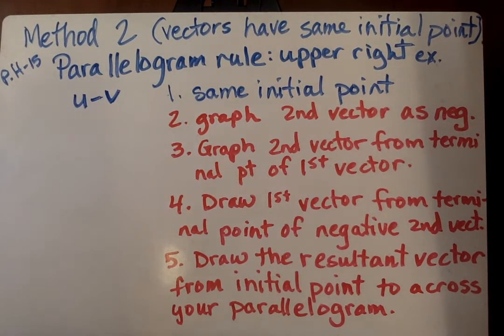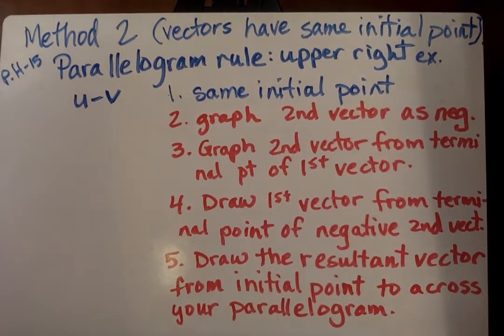Method 2 is when the vectors have the same initial point. When they do that, we have to use the parallelogram rule, which we learned a little bit about for addition of vectors.